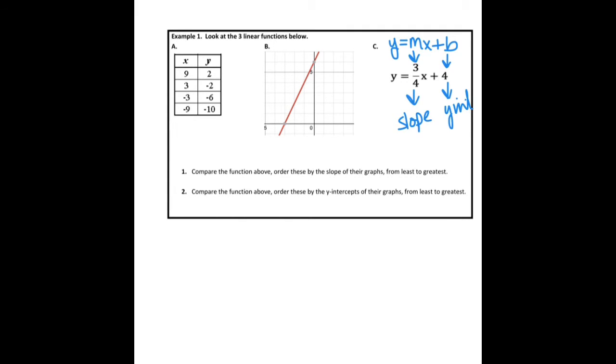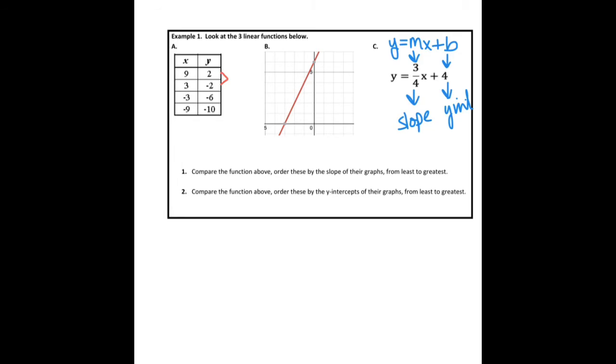All right, so we're going to look at the three functions below, and we are going to compare the functions in terms of their slope, listed from least to greatest, and in terms of their y-intercept. So the first thing that we need to do is calculate the slope and the y-intercept from each function. So our first function, function A, remember when I want to calculate slope from a table, I just try to find the change between the two values.